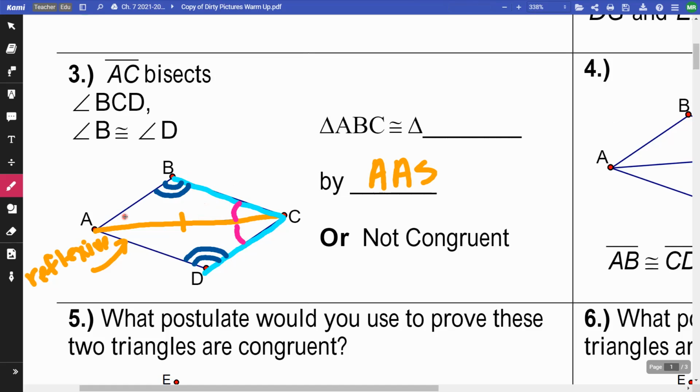And then when I'm trying to match A, B, C, A is going to correspond with A over here. B is going to correspond with D. And C is going to correspond with C. So this is going to be triangle ADC.